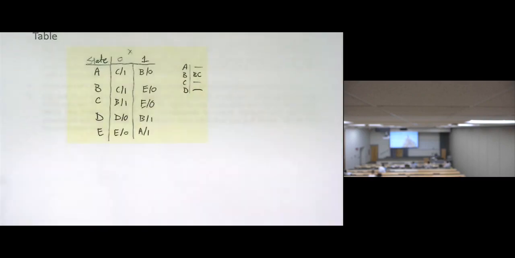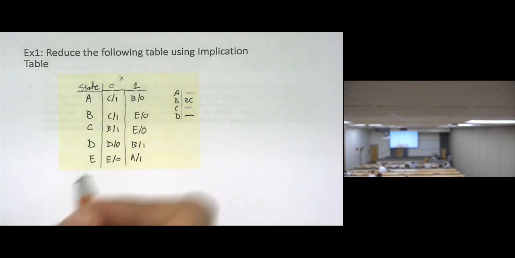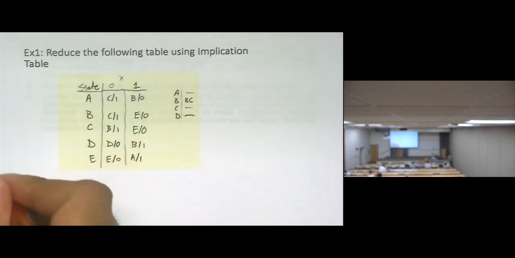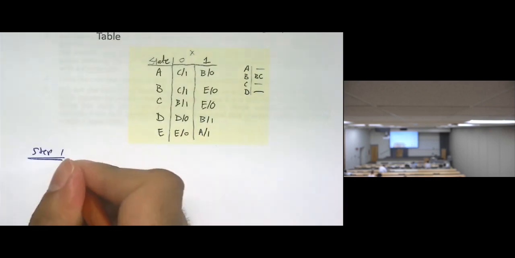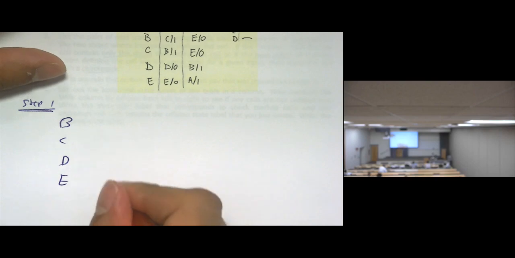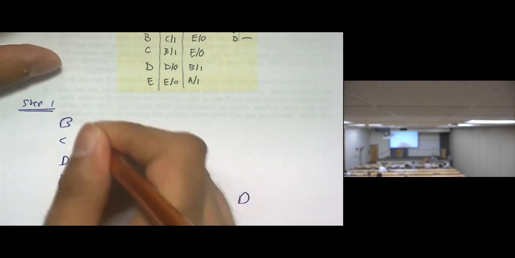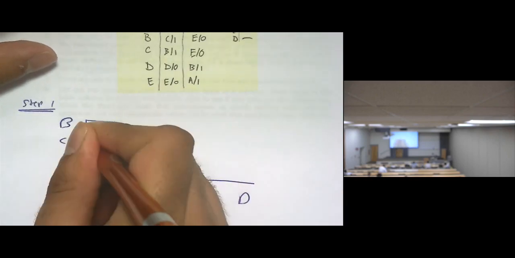Reduce the following table using an implication table. The first step, look at the states A, B, C, D, E. We have 5 states. So let's build the implication table. Step 1: when we want to build the implication table, we need to start vertically, removing the first state, so here B, C, D, E. And horizontally, all of the states removing the last one. So we will say A, B, C, D. Then make the table.